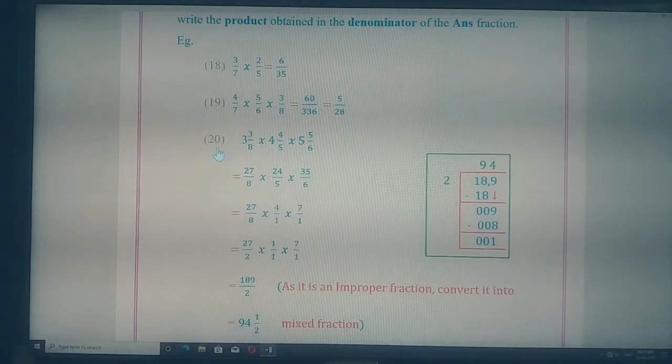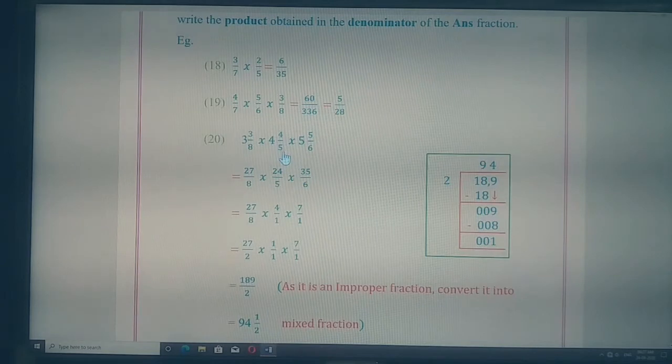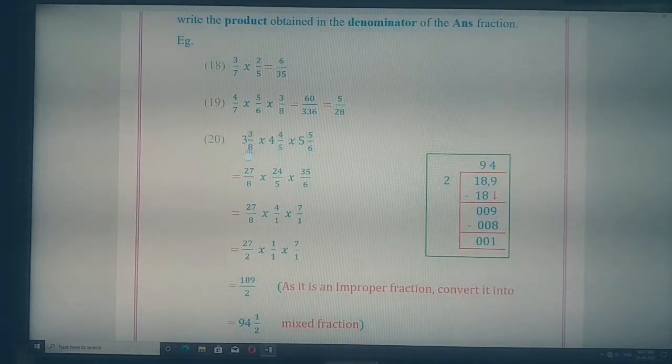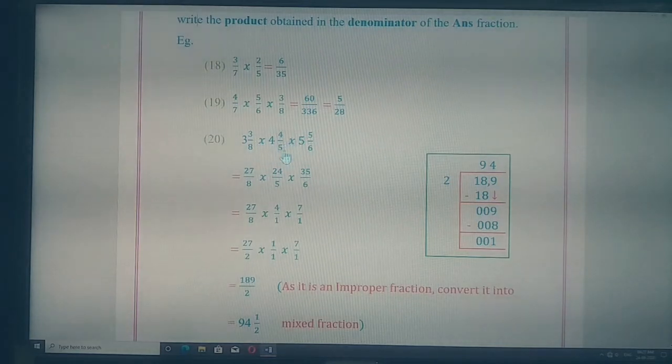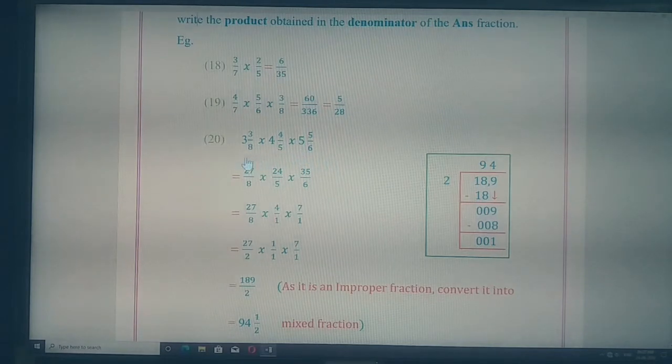Let us see another example. Example number 20. A mixed fraction is multiplied with another mixed fraction, and that is further multiplied with another mixed fraction. So the 20th example is multiplication of 3 mixed fractions: 3 integer 3 upon 8 multiplied by 4 integer 4 upon 5 multiplied by 5 integer 5 upon 6. The 3 mixed fractions are multiplied with each other.